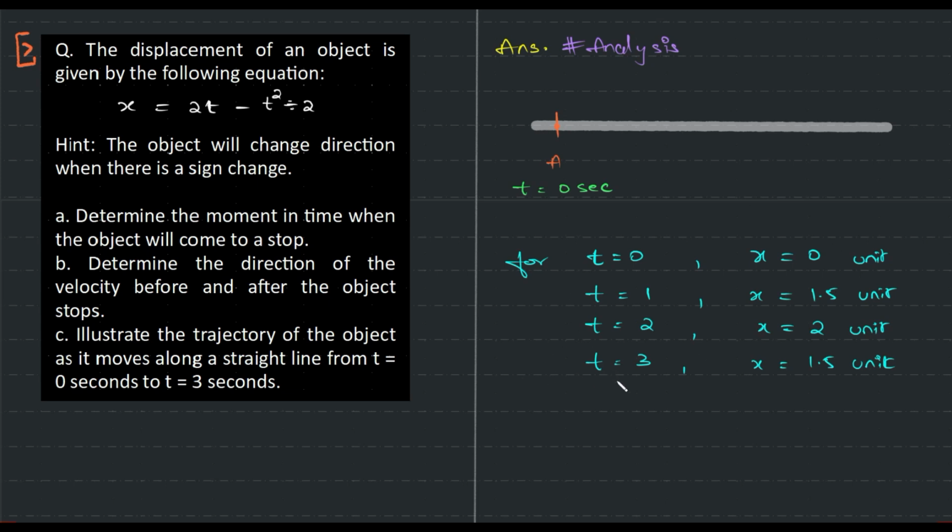So I can see a change in direction. So how can I tell that? See, at t is equal to 0, it's at the starting point, x is equal to 0. And it moves 1.5 unit forward. So let me indicate 1.5 with something like this. Say this is 1 unit. I'm making up a scale now for better understanding. You don't have to do it in your exam.